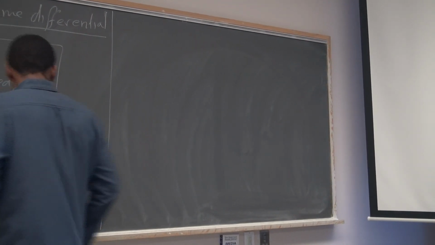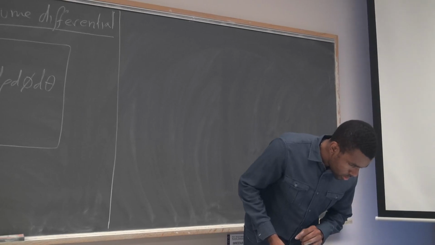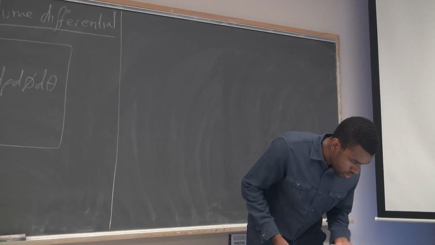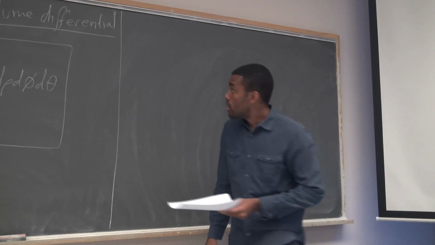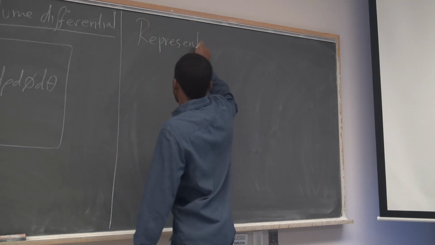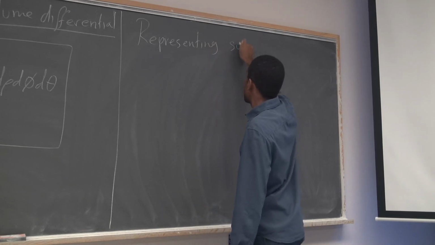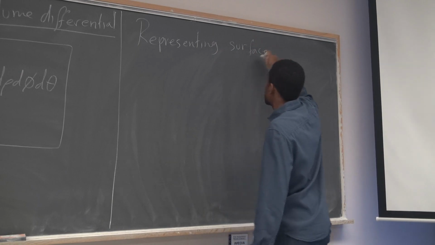Did I actually describe any objects here? Okay, let's look at some surfaces first. I sort of did a couple of these with cylindrical. Let's look at some spherical ways of representing a surface.